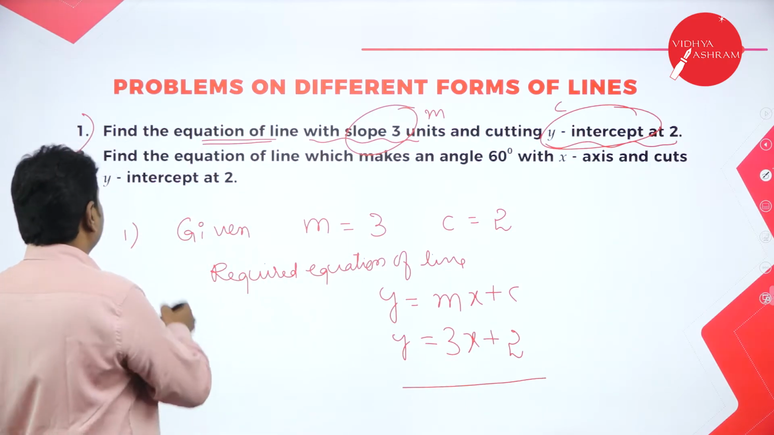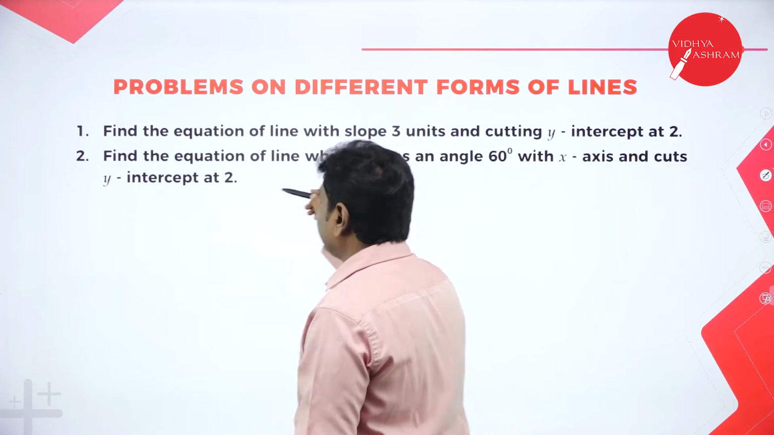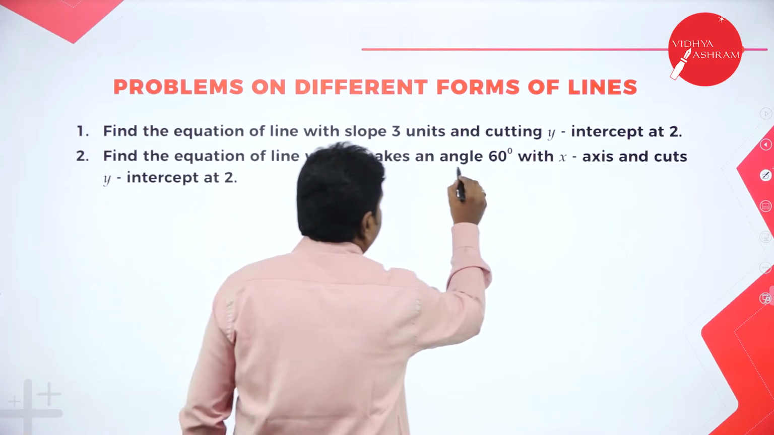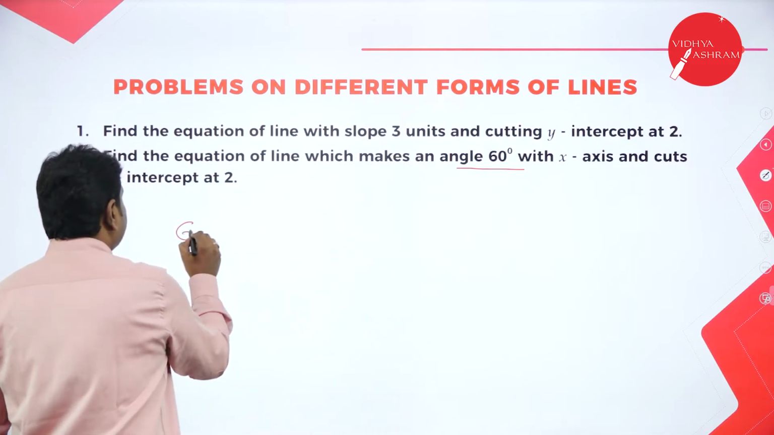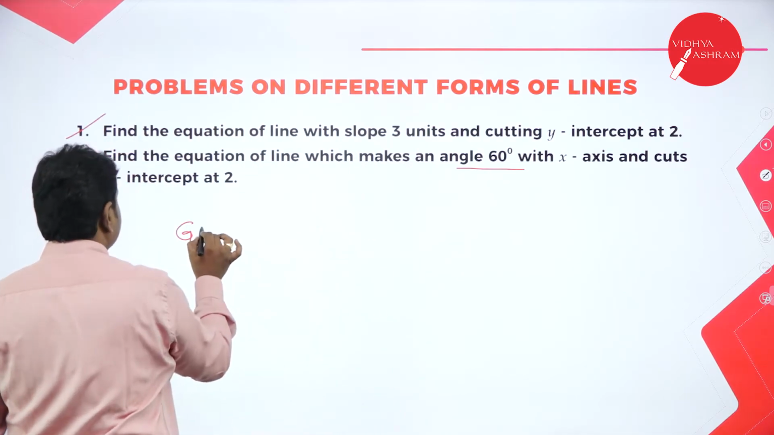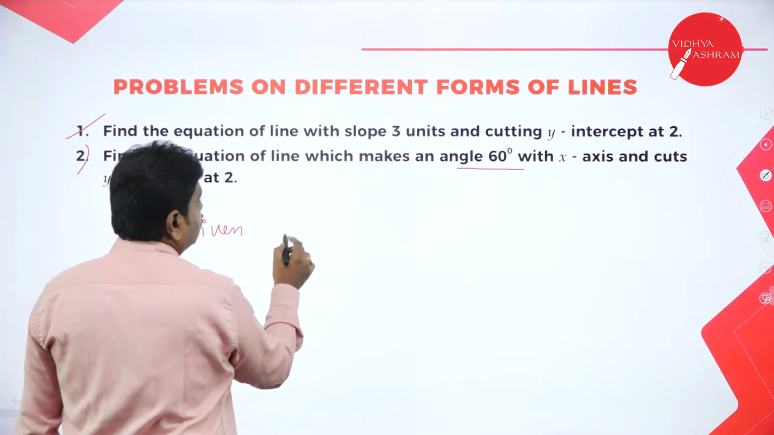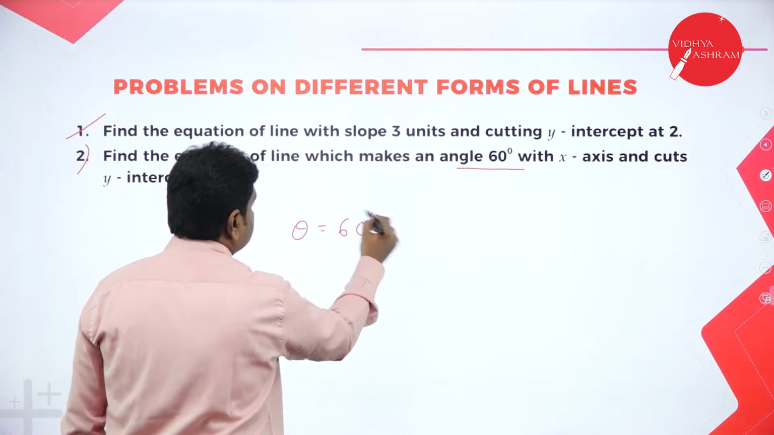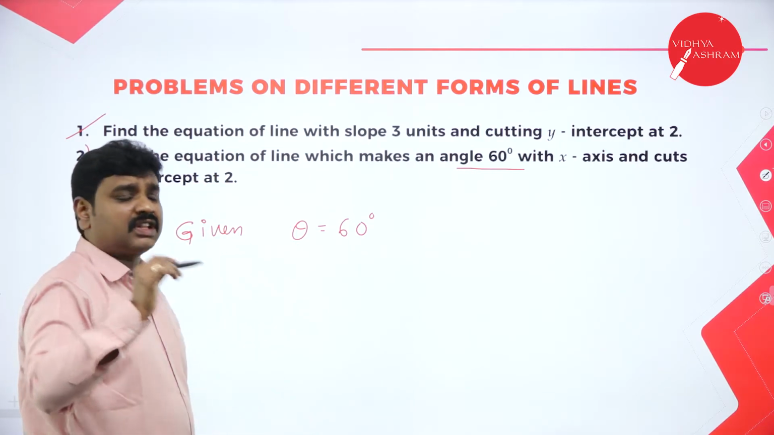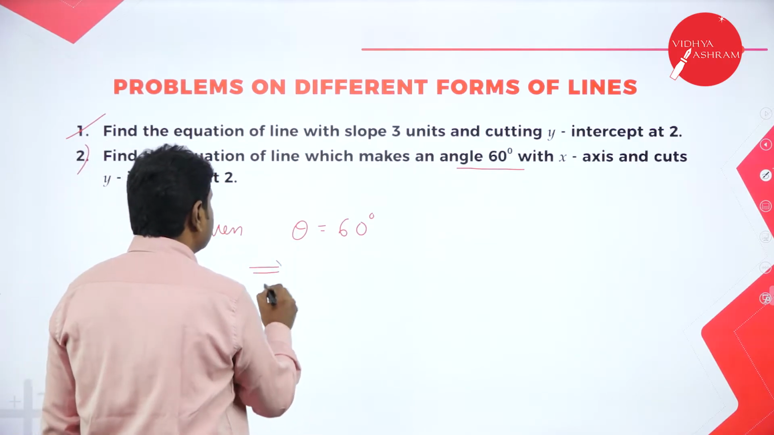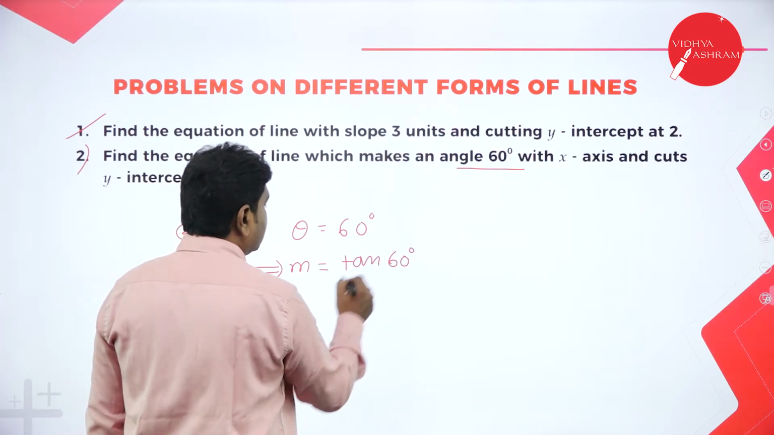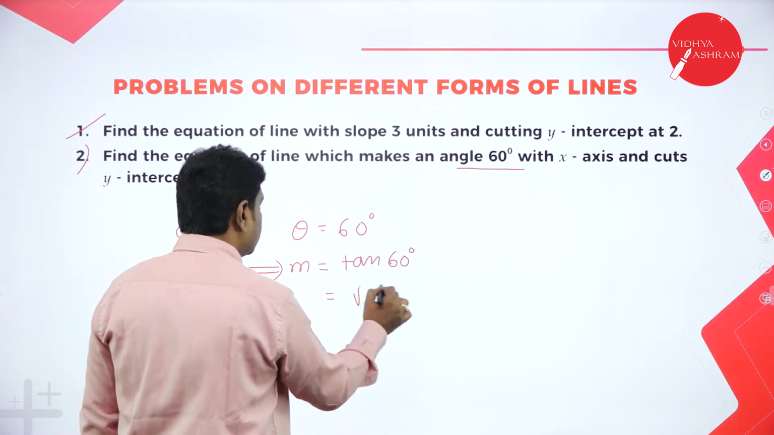Now we'll go to the second question. Now they want you to find the equation of line which makes an angle 60 degrees with x-axis. They have given the angle made by the line with x-axis. Theta is 60 degrees. If you know the angle made by the line with x-axis, you can find slope. That implies m is tan 60. What is tan 60? Tan 60 is root 3.